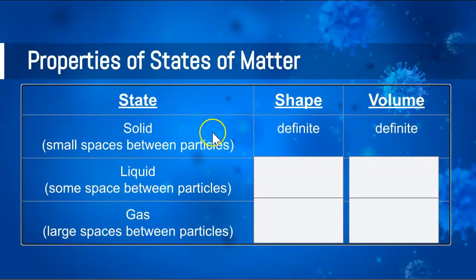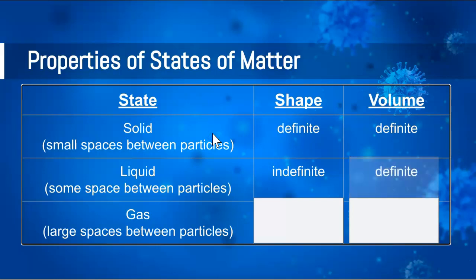A liquid, on the other hand, has a little bit more space between its particles. So that means that its shape is not definite. If I were to take a glass of water and pour that on the counter, it's going to spread out. If I were to put it into a different container, it's going to spread out and fill the bottom of that container. However, the amount of volume it has, the amount of space it takes up, is not going to change. It's not going to get bigger or smaller. It's going to keep the same amount of space that it covers, but its shape will change.